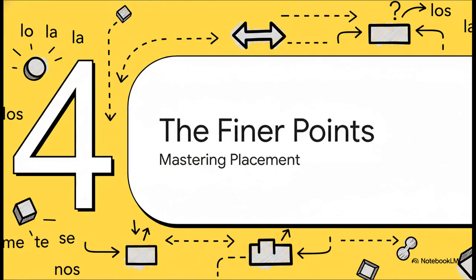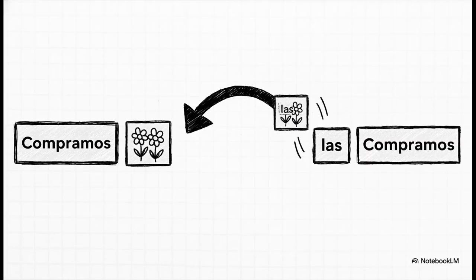Okay, you've totally got the basics down. Now let's zoom in on that third step, placement. This is where we get into the pro moves. There are really only 2 main rules here, and once you know them, you can handle basically any sentence you come across. So, rule number 1, and this is your go-to, the one you're going to use 90% of the time, is this. The pronoun goes directly before a single conjugated verb.